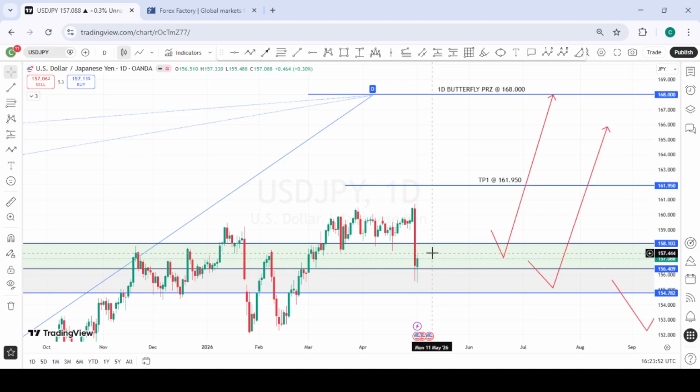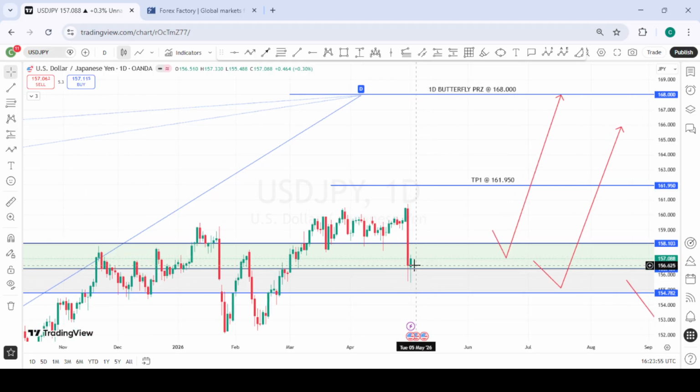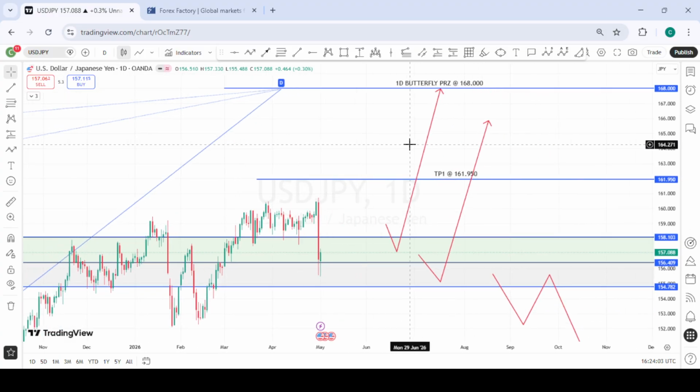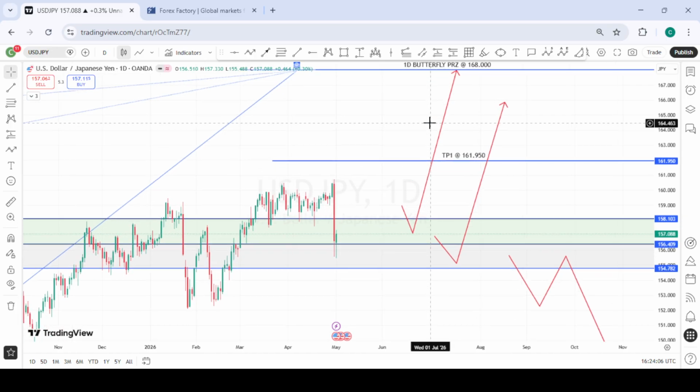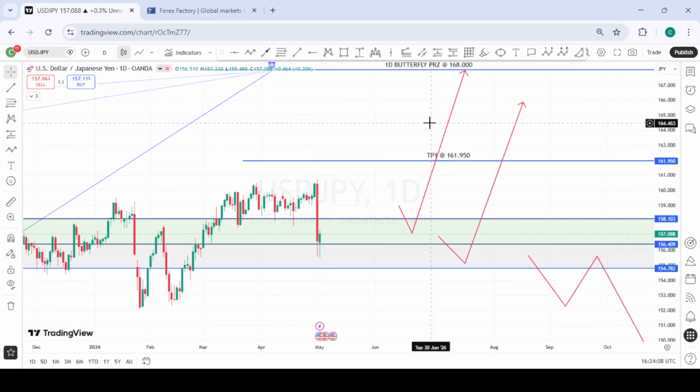So going into next week, we can look forward to some reversal patterns or some buying confirmations around these zones, and look forward to buys from here to the upside. These are the various targets we have for USDJPY. So we are bullish on USDJPY for the coming week.